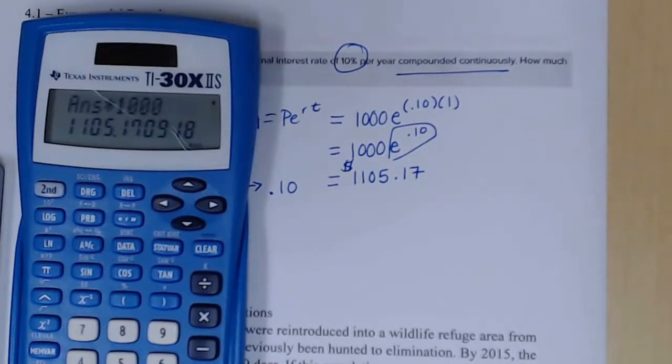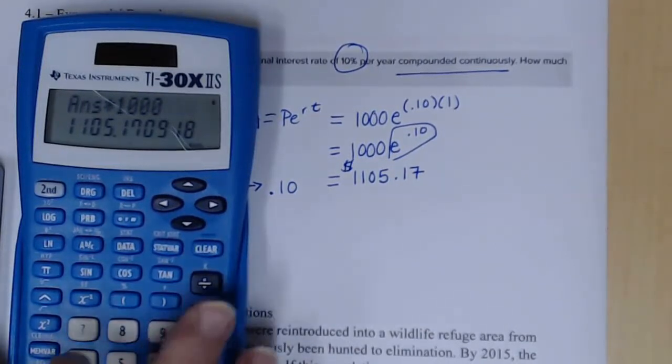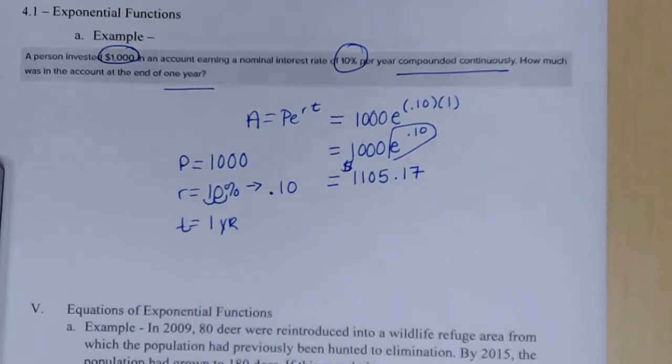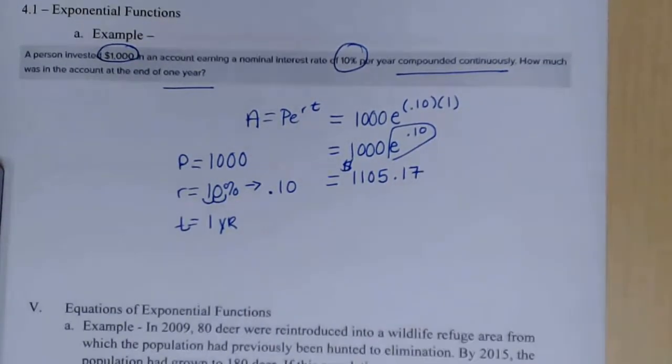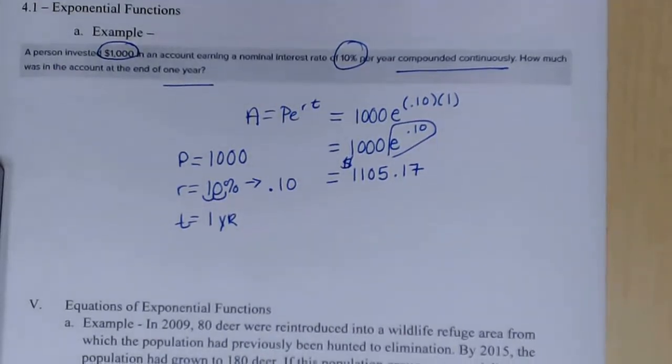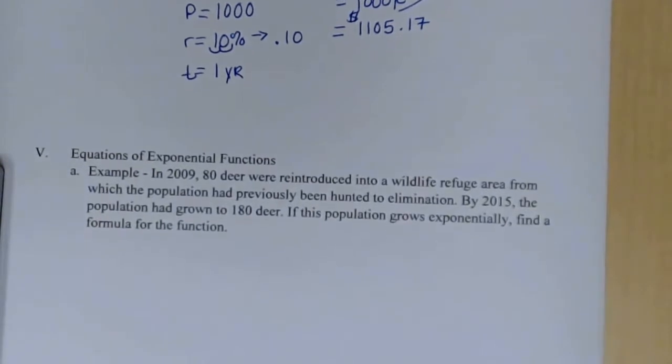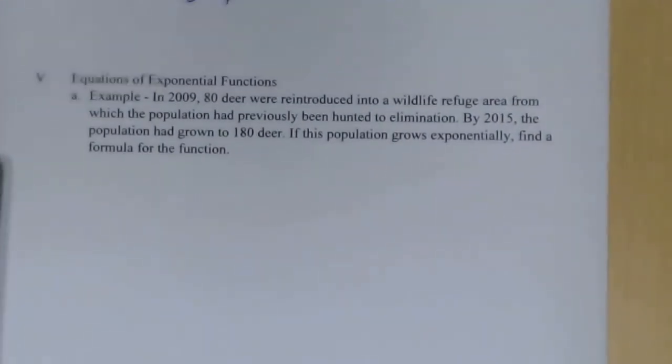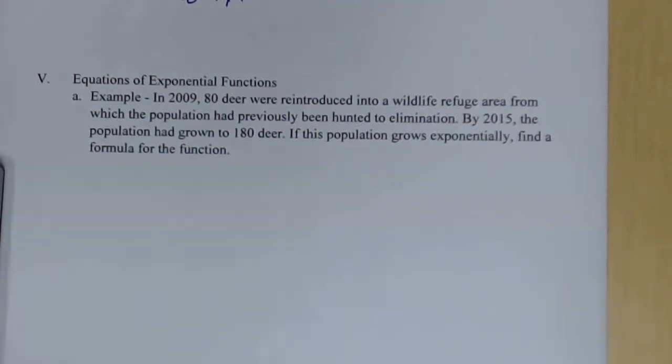So I wanted to work one of these, and I wanted to do one that was compounding continuously, so you can see how this follows suit. It's just a little bit different formula. Next thing we're going to work with is just any exponential function and creating equations to go with those exponential functions. So we're going to take a break from the interest perspective. So let's look at this.